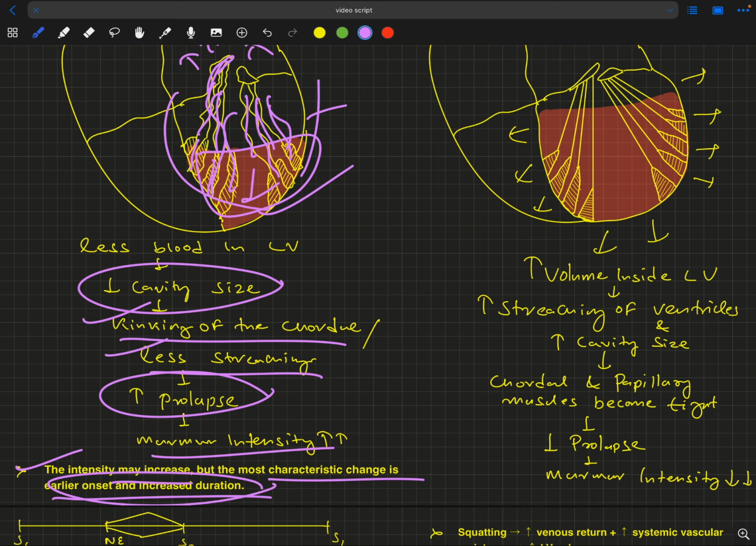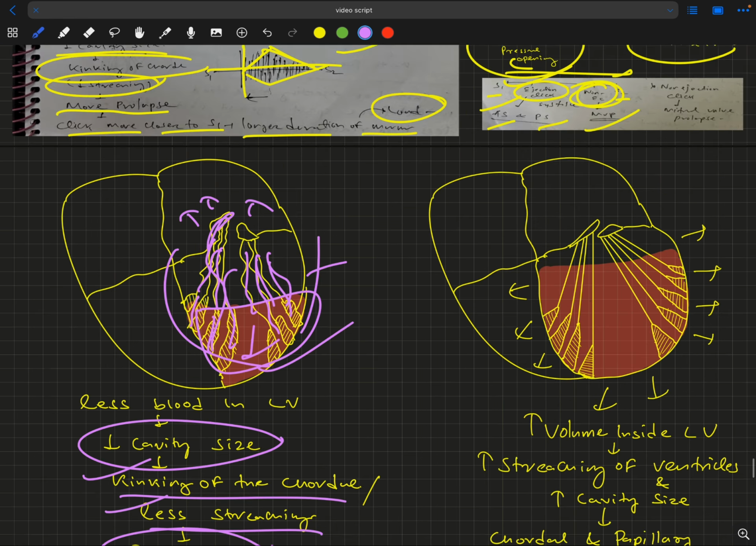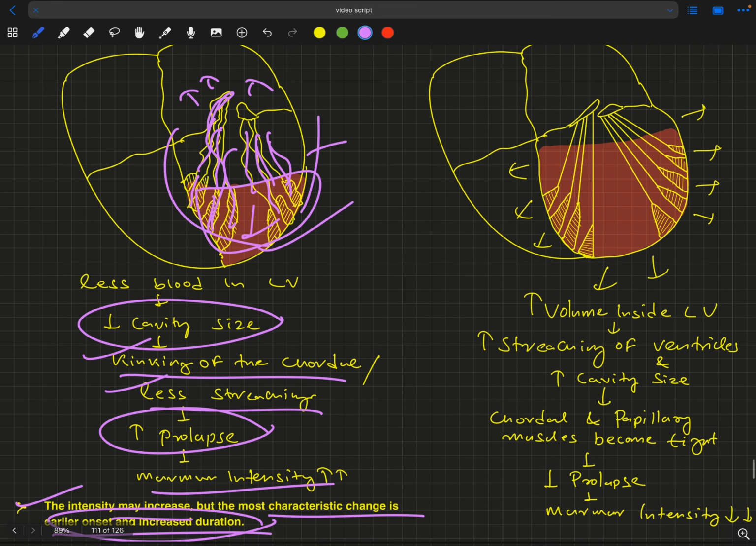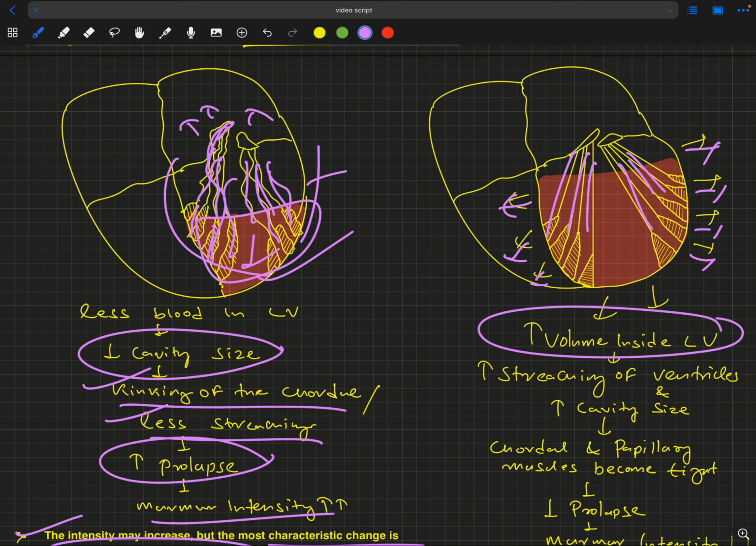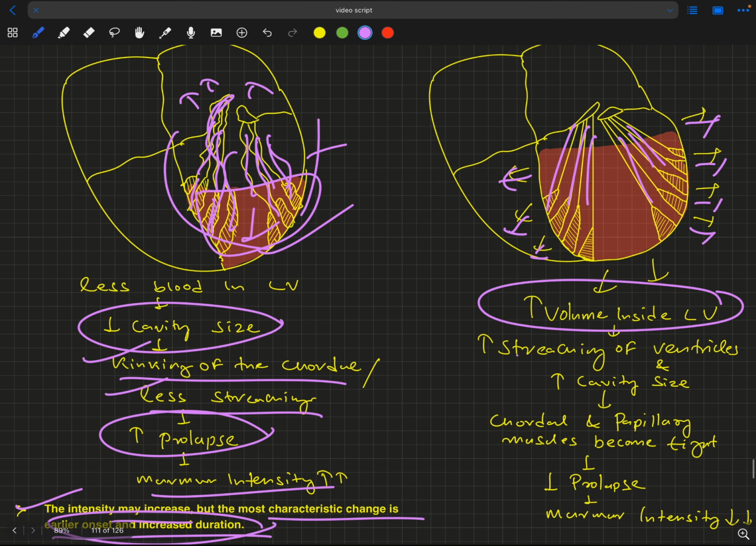I told you in mitral valve prolapse, the duration of this murmur is prolonged and it is of earlier onset. On the other hand, if there is squatting or a passive leg raise test, then there will be increased volume inside the left ventricle. When there is more volume inside the left ventricle, it will cause stretching of the left ventricular wall. When the left ventricular wall is stretching, the chordae tendineae and the papillary muscle will also stretch, they will become tight.